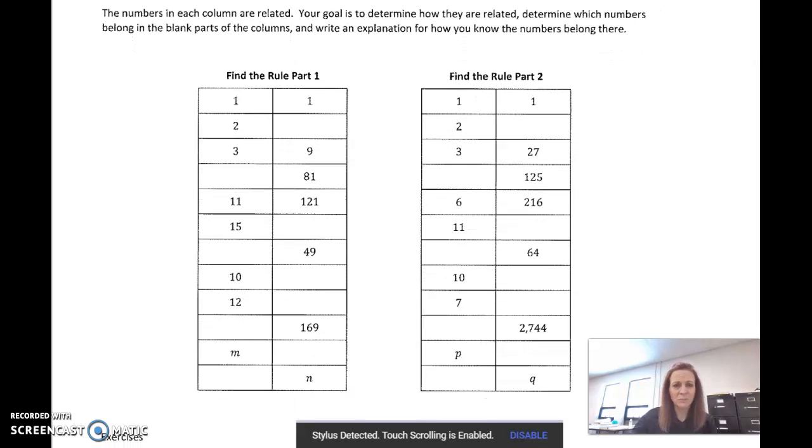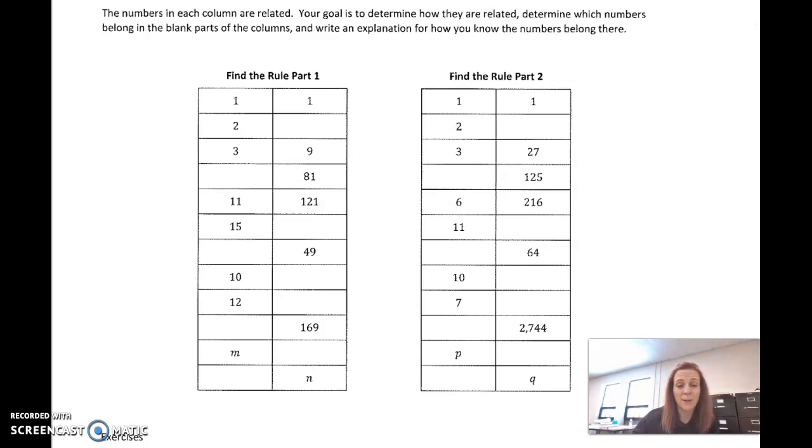There's a relationship between this column and this column. We're just going to focus right now on finding the rule, part 1. So what do we do to 1 to get 1? Add 0, but I'm going to give you a hint. We're not adding in any of these. We probably would think of it as multiplying by 1, right? 1 times 1 is 1. Well, I don't know what we're doing. You haven't figured it out yet, so I'm going to skip 2 and go to 3.